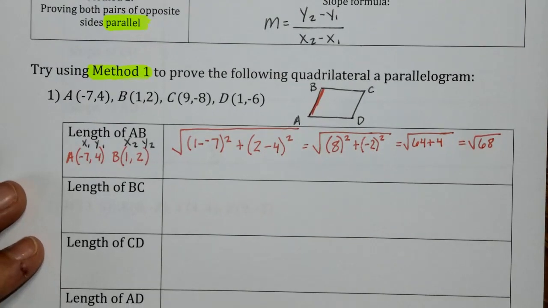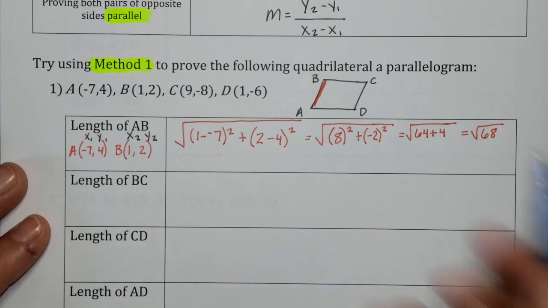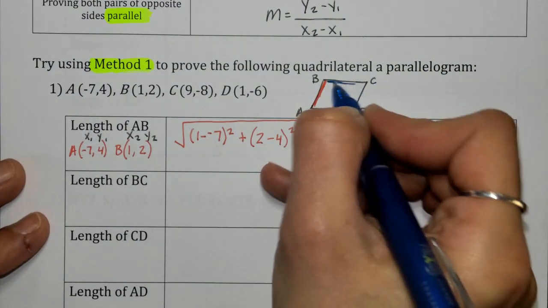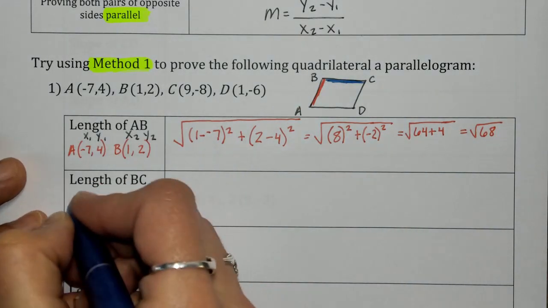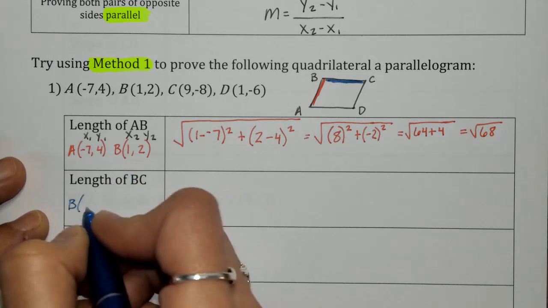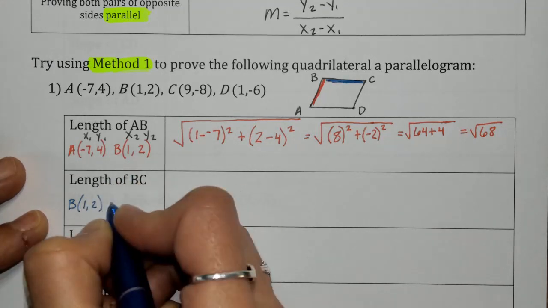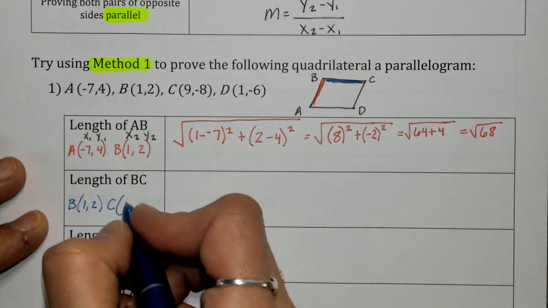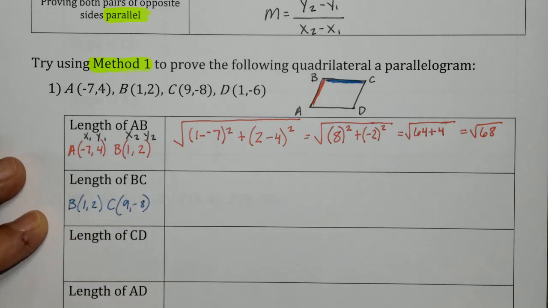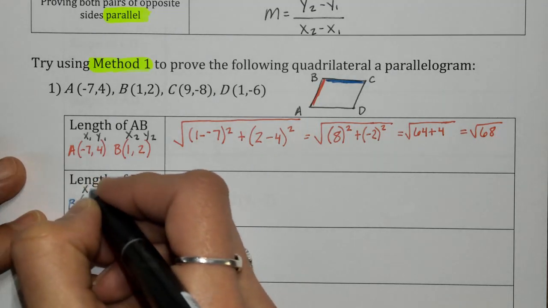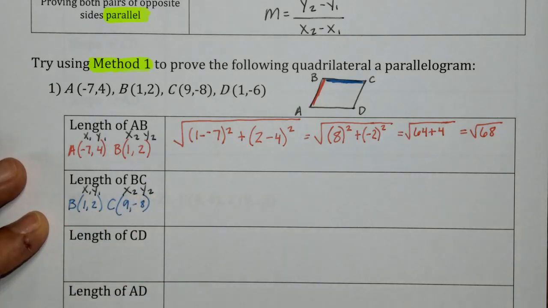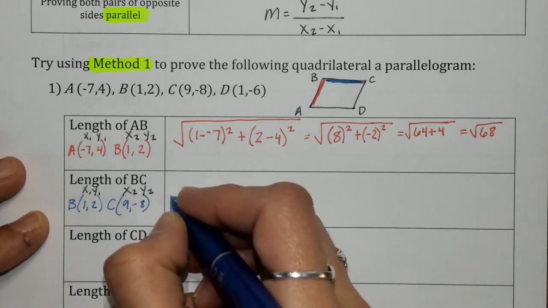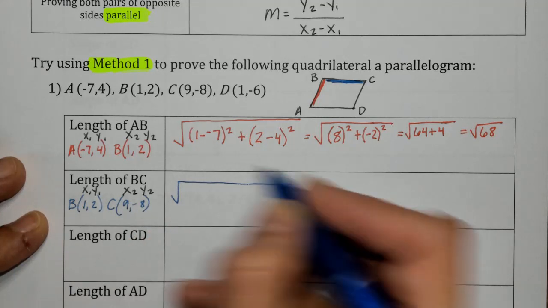Now we're going to go to the length of BC. BC is not an opposite side, so I'm doing this in a different color here, okay? So for point B, we already have right here is 1, 2. And then C, as we see up here, is 9, -8. So labeling with our x1, y1, x2, y2, we're going to go ahead and plug in. I'll just go ahead and draw a really long one here.